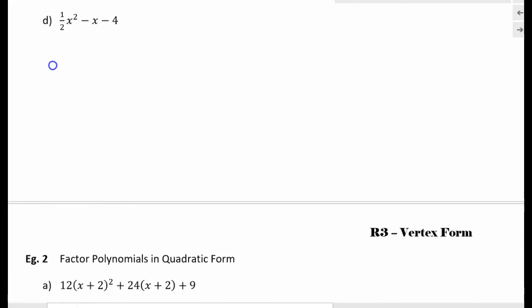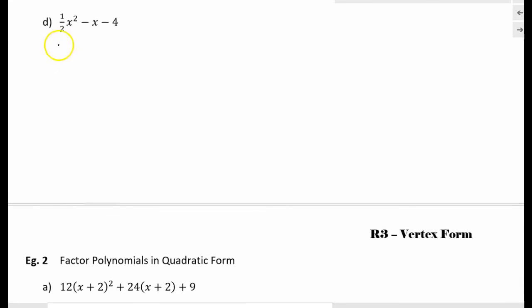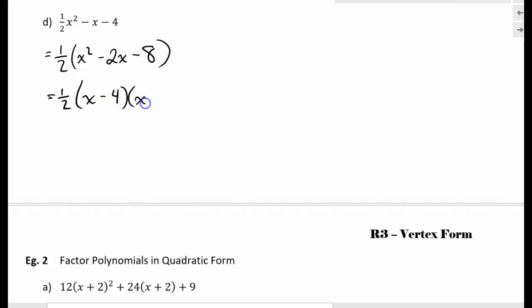So let's try this one, factoring out a half. We're left with x squared minus 2x minus 8. Again, simple polynomial from there. We end up with (x minus 4)(x plus 2).